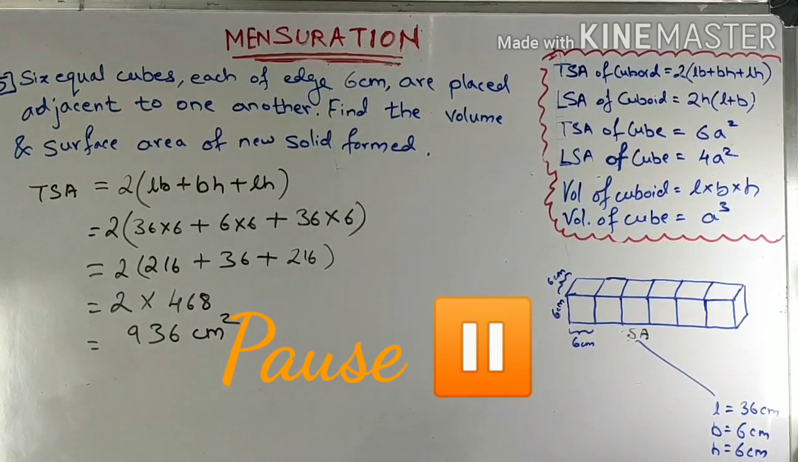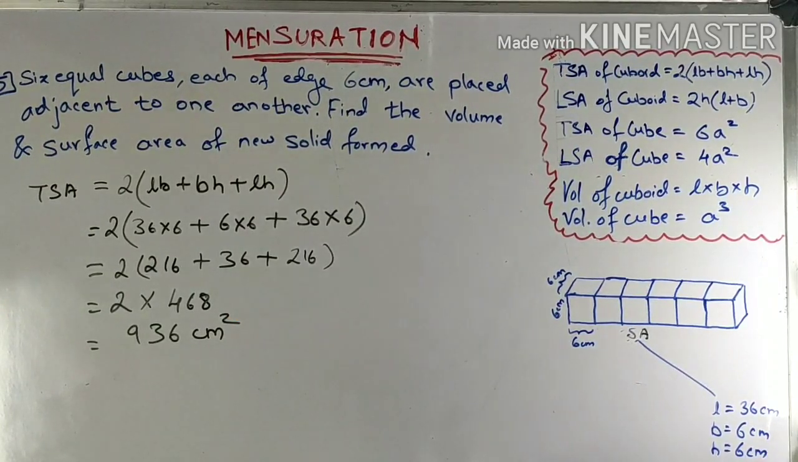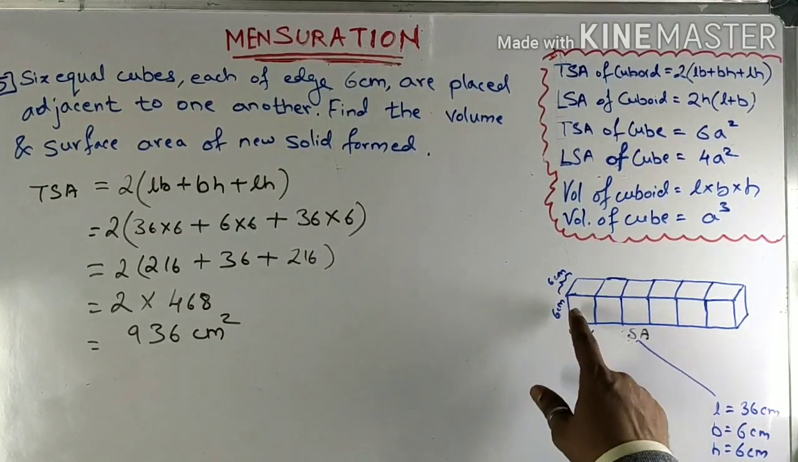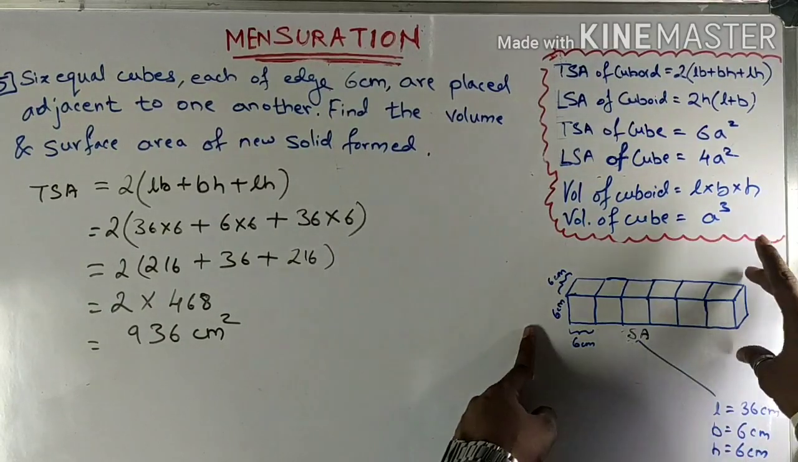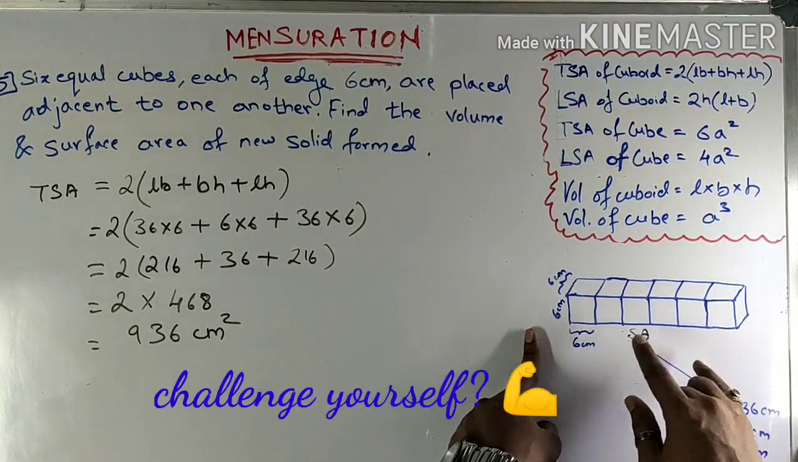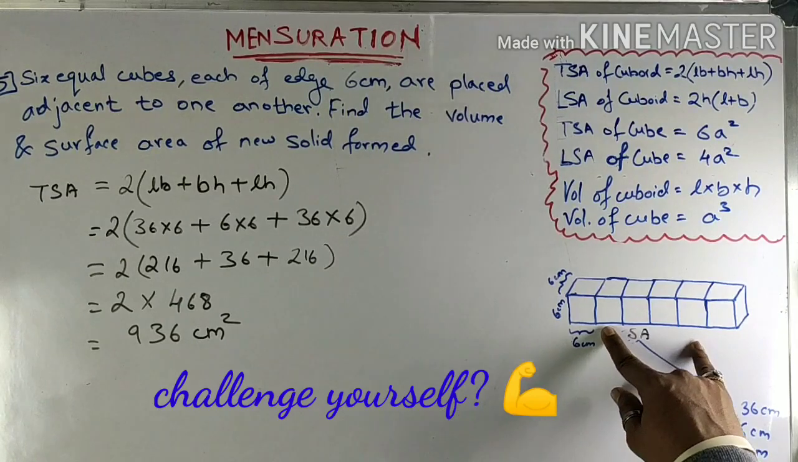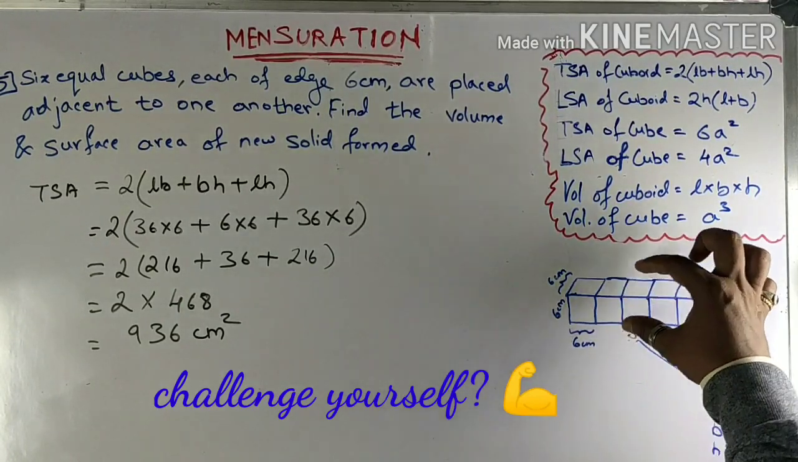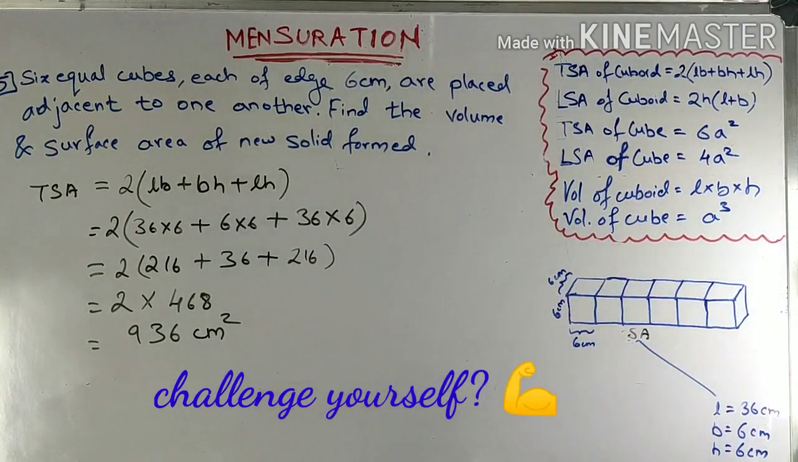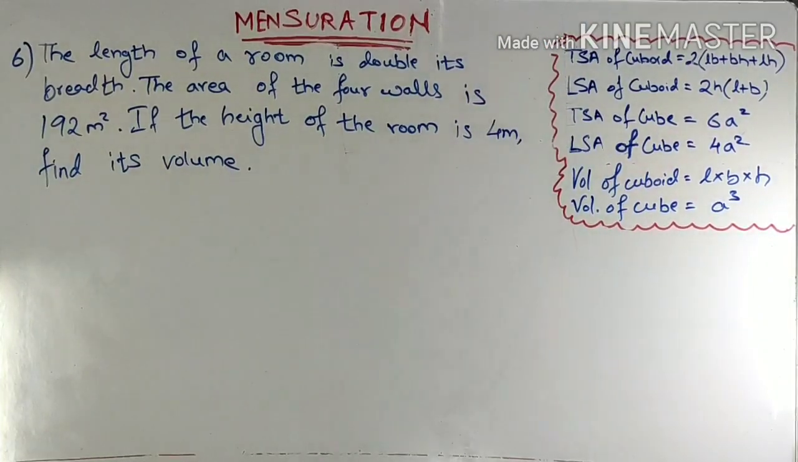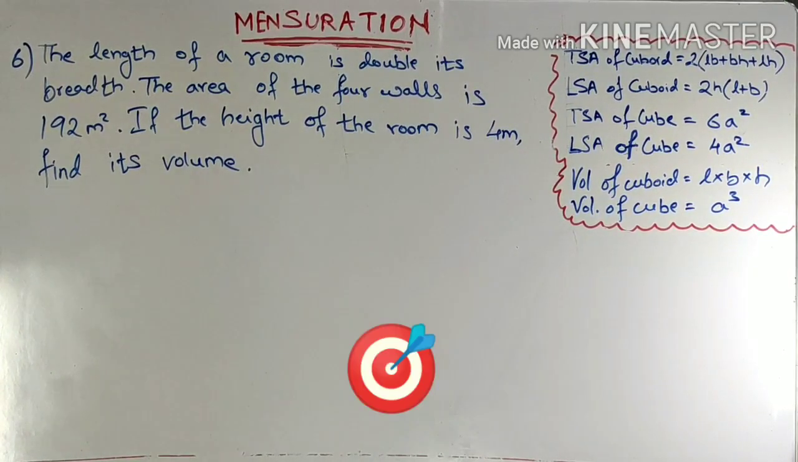And for those who want to try something more, you can try the other method also by finding the surface area of the edge cubes, that is 5a square, and adding it to the sum of the surface areas of these intermediate ones, which have only 4a square. So like that you can calculate, and if you have done it correctly, you will get the same answer as this one. Okay, so moving on to the next question, which is probably the last question of today's video.